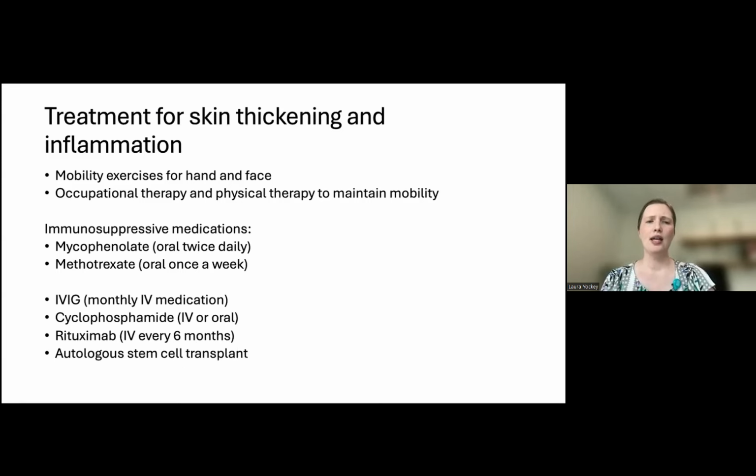And then there are a number of other treatments that we might use if mycophenolate and methotrexate aren't sufficient, including IVIG, some IV medications, cyclophosphamide and rituximab. And we don't perform autologous stem cell transplant here, but that's another treatment option at other institutions, not commonly used, but an option for very severe disease.